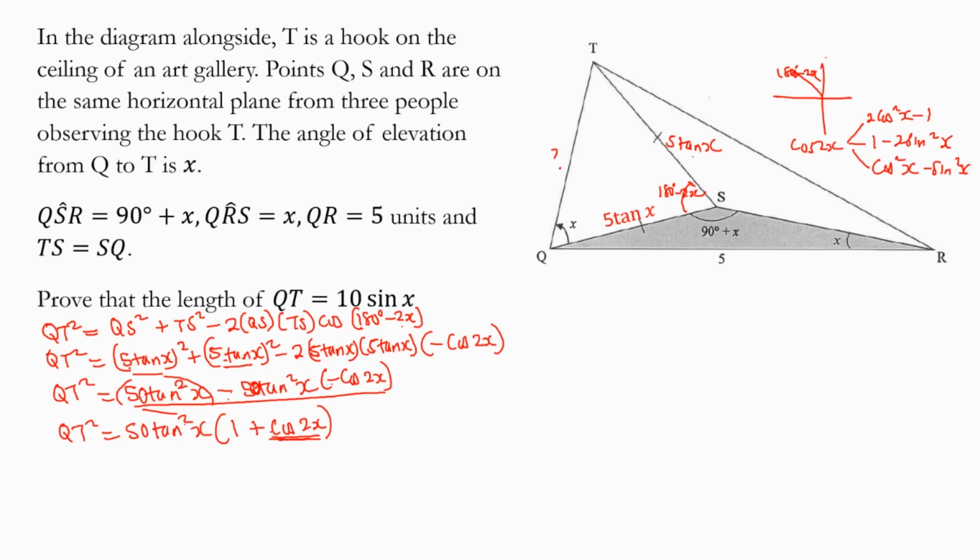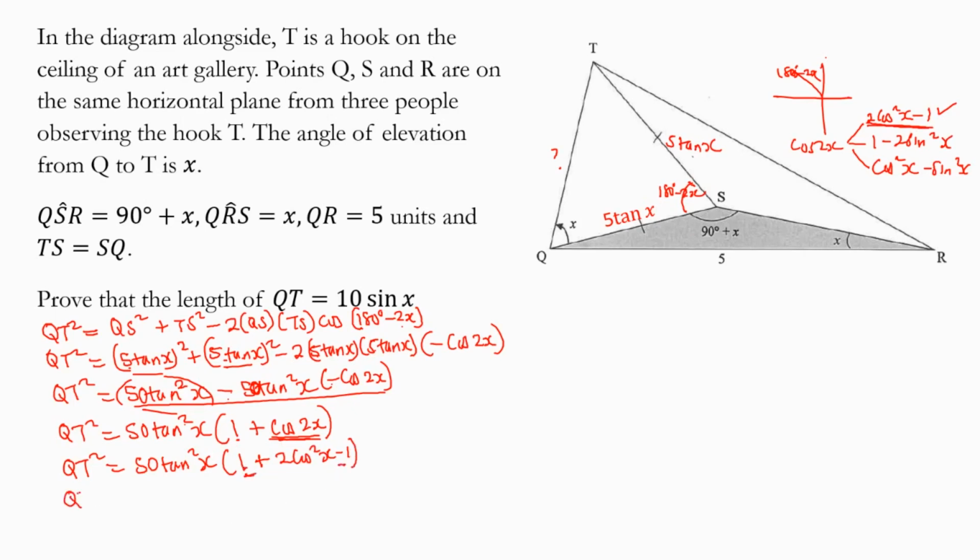Do you remember that? If we check here, we have to be very, very careful. The one which is going to be friendly for us, if you use this one, this 1 is going to be eliminated because it's going to be 1 minus 1. Okay, let's choose that one. So QT squared is equal to 50 tan squared x, and then 1 plus, we put this 2 cos squared x minus 1 where there's cos 2x. Then 1 plus 2 cos squared x minus 1. See that? And then 1 minus 1 will give us 0.